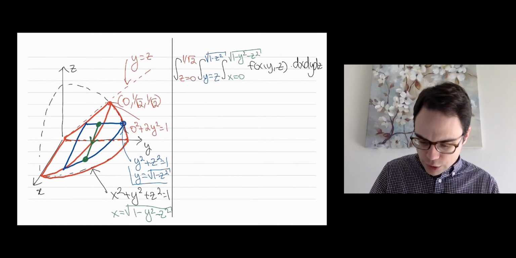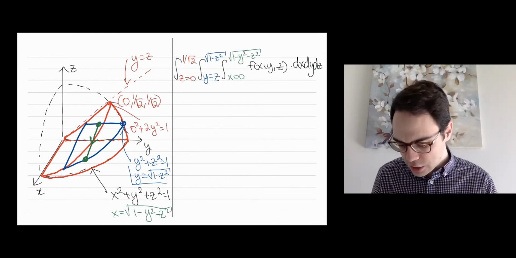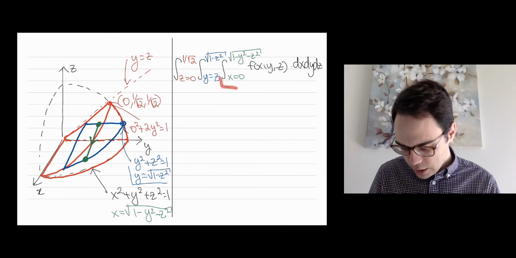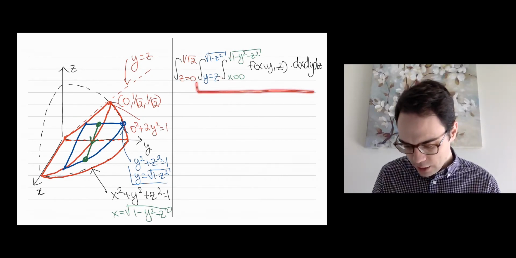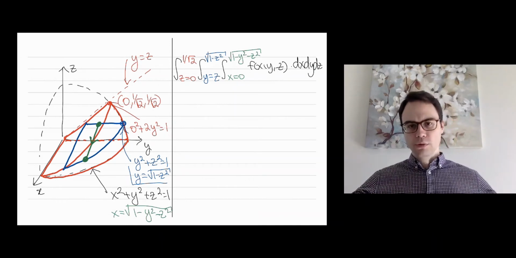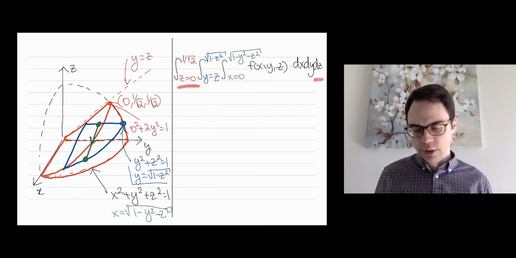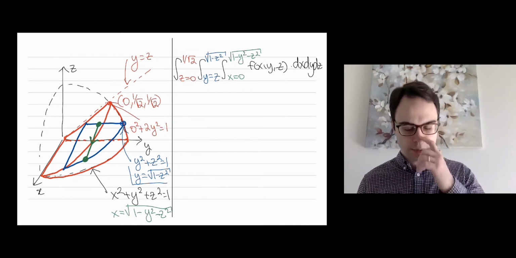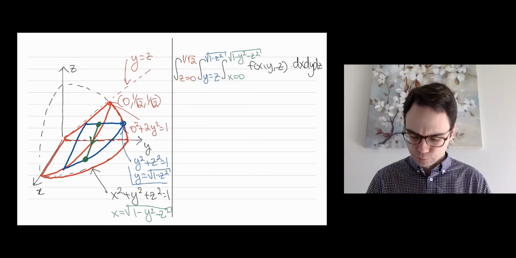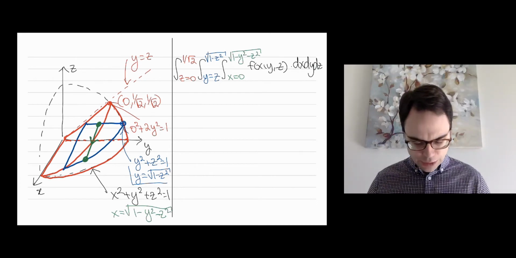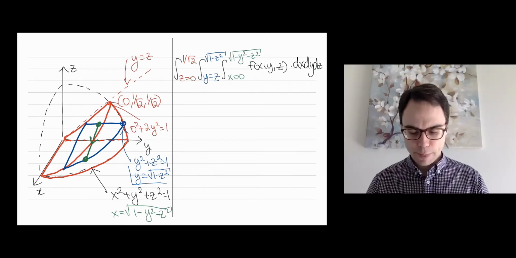So the rule in general, when we have iterated integrals: the inner bound can depend on the two outer variables. The middle bound can depend on the outermost variable, and the outer bound has to be a number. The outer bounds have to be numbers. So there you go. That's how you set this up.